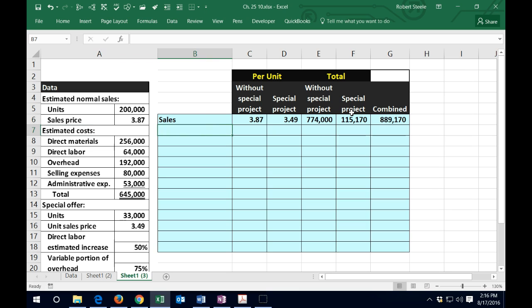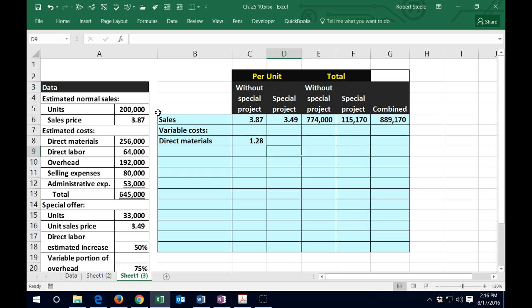All right, so then we're going to have the variable costs. We're going to do our best to break out variable costs from fixed costs. We're going to break it out by behavior. So we have the direct materials, and if we look at the per unit price, we're going to take the total, which is the 256,000, divided by the number of units, the 200,000, and we get 128. Notice we did add the decimal there so that we have no decimals over here.